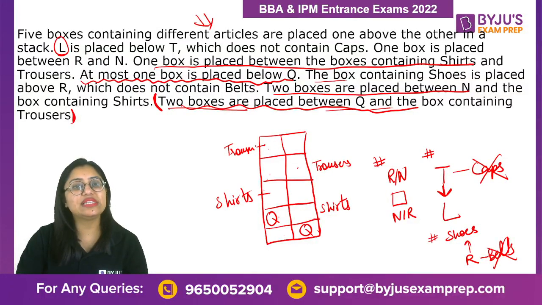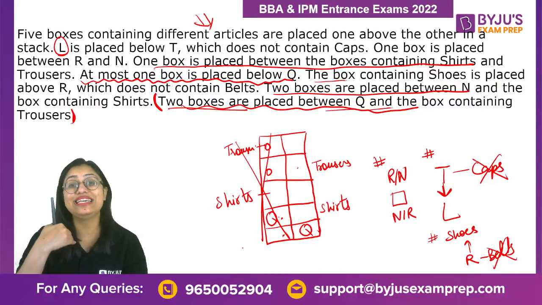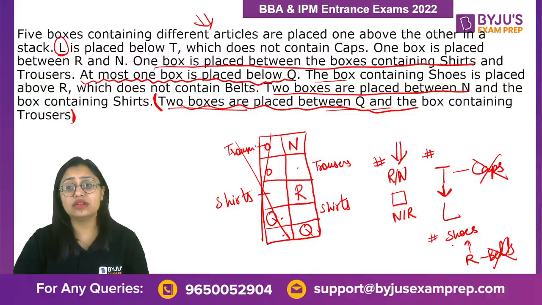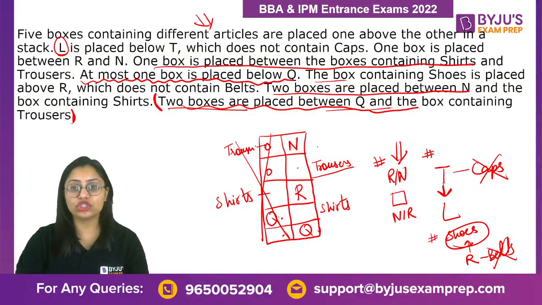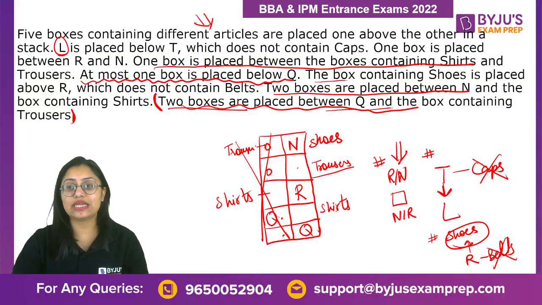Where will I place N in the first possibility? See, 1, 2. I have no place for N. So can I say my first possibility is wrong? So below N cannot be there. Over here N can be placed. And if I can place N, I can use this information. It should be R. And because above R shoes are placed, instead of trouser I cannot fit shoes, so shoes must be on the top of the stack, right?